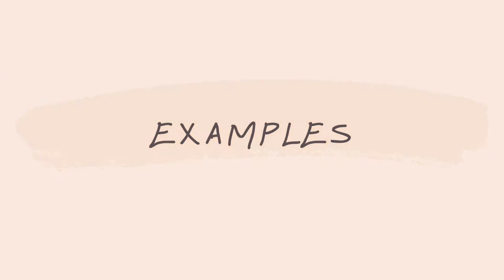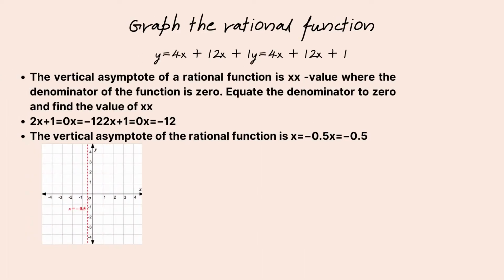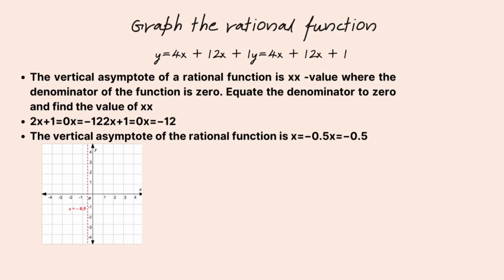Example. Graph the rational function y = (4x + 12)/(x + 1)... The vertical asymptote of a rational function is the x value where the denominator of the function is 0. Equate the denominator to 0 and find the value of x. 2x + 1 equals 0, x equals negative 1/2. The vertical asymptote of the rational function is x equals negative 0.5.